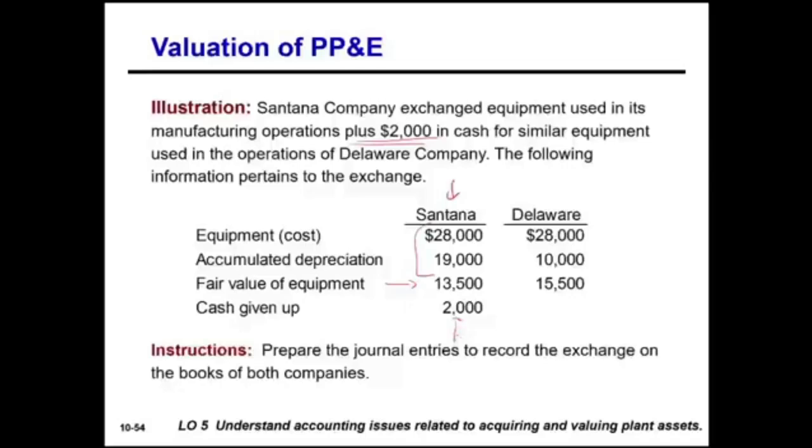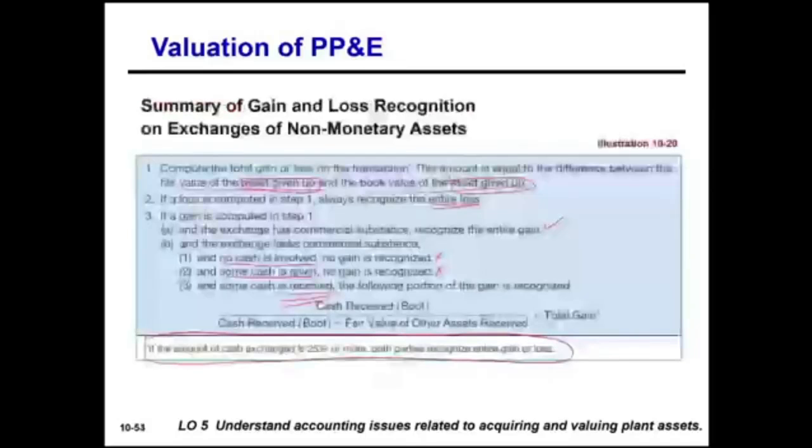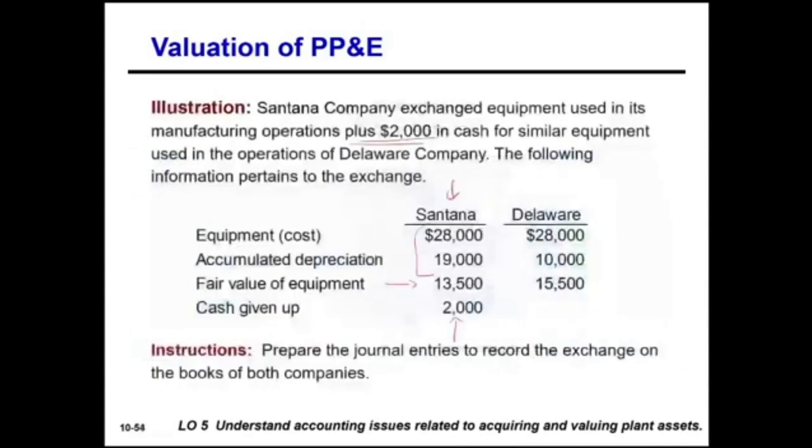Remember, let's go back up here. If cash is given and there's a gain, it doesn't matter. What matters is if the cash is received. So for this party, cash is given up. So the first thing is, what's 28 minus 19? 28 minus 19, that's 18. 18 minus 9 is 9, equal to 19. So the book value equals 19,000 and the fair value equals 13. Guess what? We have a loss for Santa.